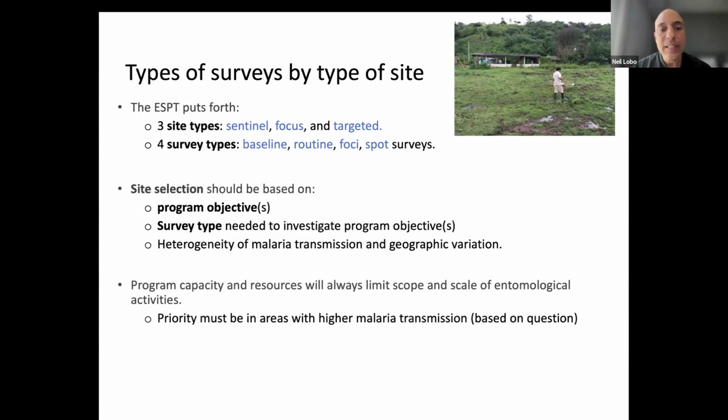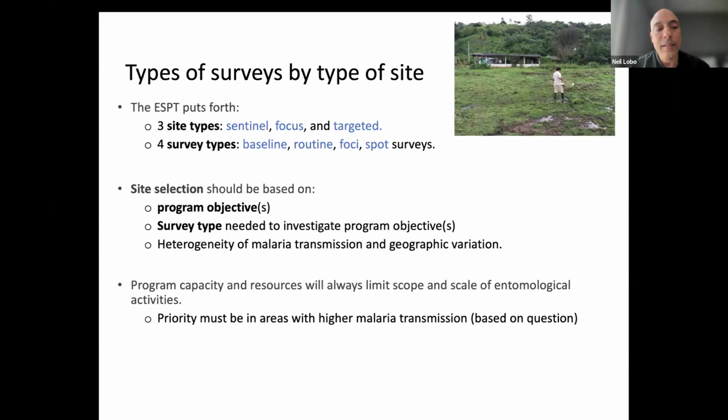You'd want to select your sites based on your question, and that might include the heterogeneity and geographic variation in malaria transmission in your country. For example, if you want to understand what's happening across your country, you might want to pick high, low, and medium transmission areas, and overlap that with different ecological systems, for example desert, oasis, forest, or savanna systems. That way your site selection would be representative of your question.